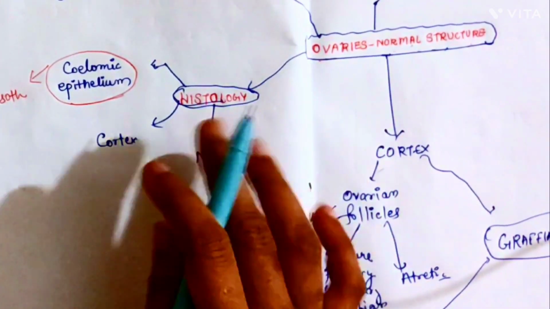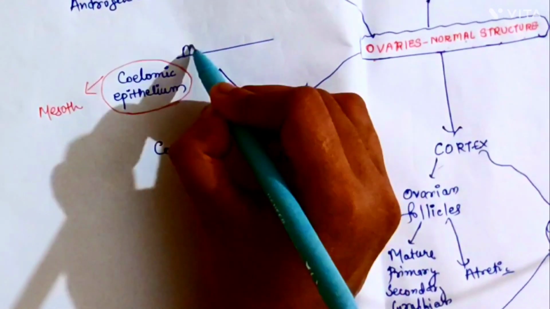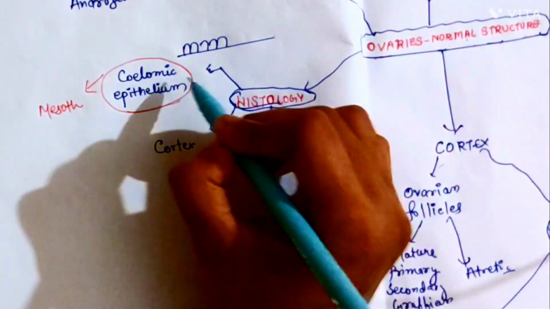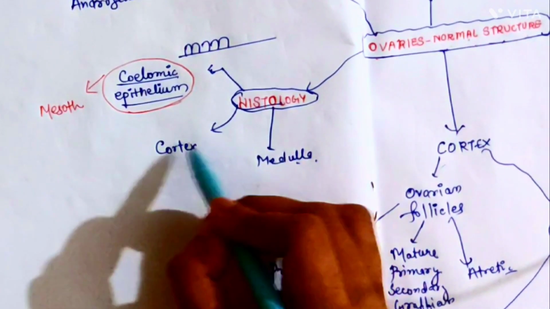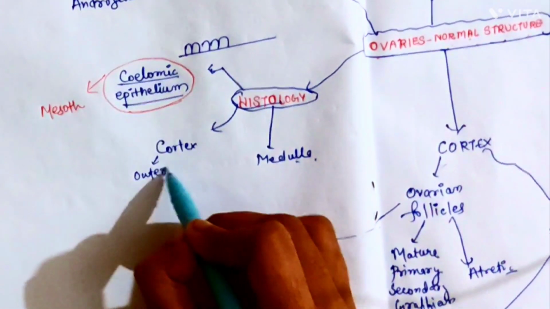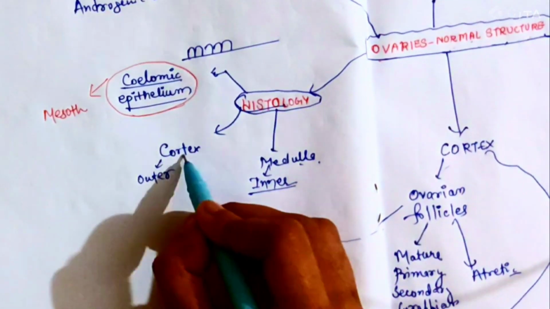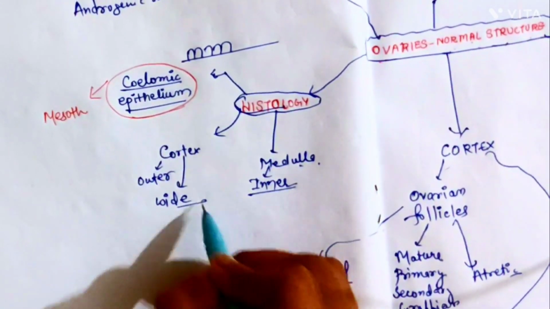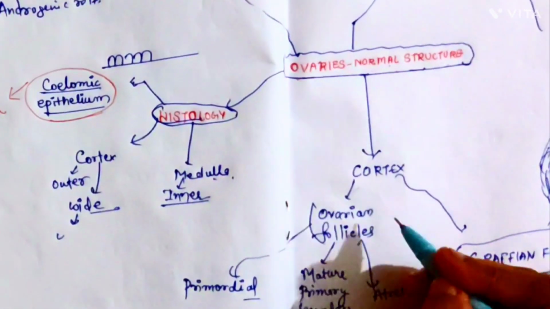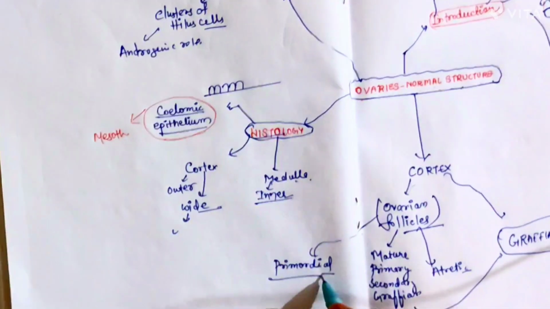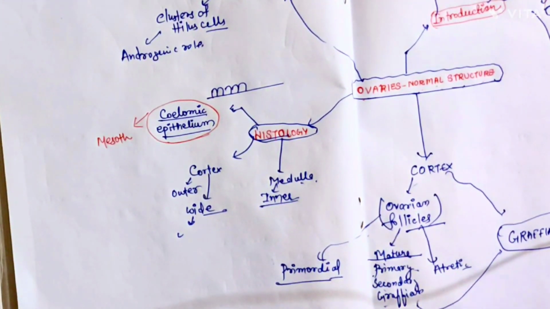Histologically, the outer surface of ovaries is made up of a layer of cuboidal cells, which is mesothelium, and we call it coelomic epithelium. And ovaries are divided into two parts. The outer part is called the cortex and the inner part is called the medulla. The cortex is wide in active reproductive age females, and it contains numerous ovarian follicles which may be primordial, may be mature, that is primary, secondary, and Graafian follicles, and atretic follicles.